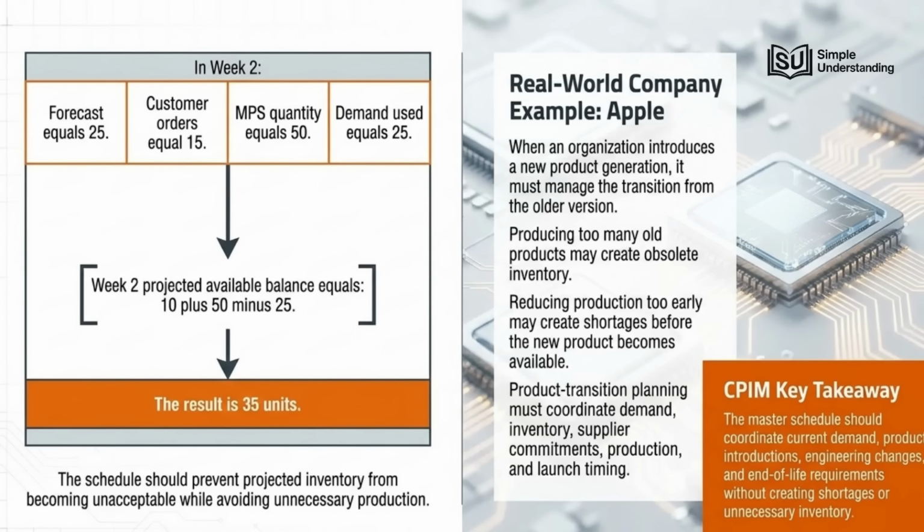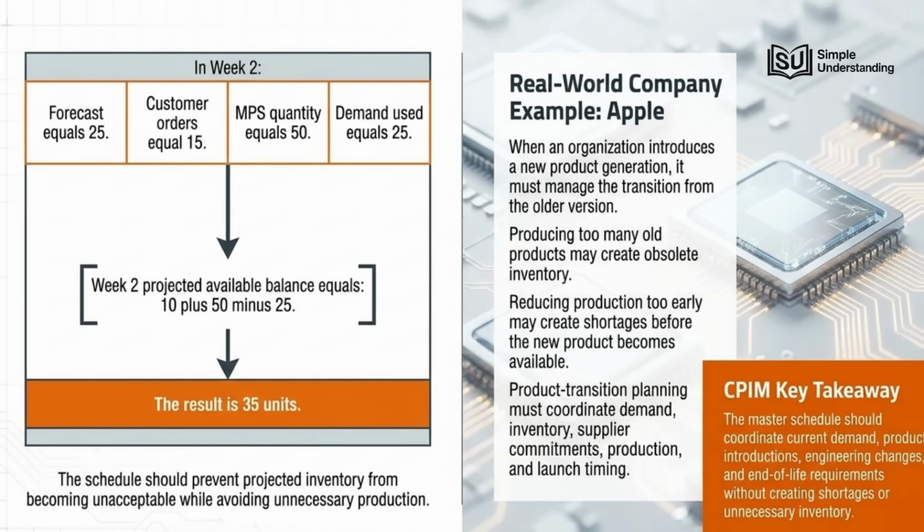In Week 2, forecast equals 25, customer orders equal 15, MPS quantity equals 50, demand used equals 25. Week 2 projected available balance equals 10 plus 50 minus 25. The result is 35 units. The schedule should prevent projected inventory from becoming unacceptable while avoiding unnecessary production.